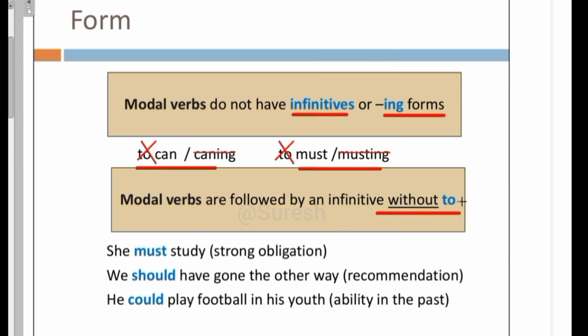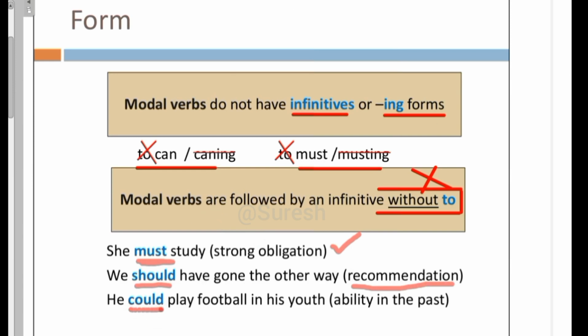See, you should understand this very clearly. Modal verbs are followed by an infinitive without to. So no need of using to along with the v1 form of the verb, because modal verbs are already there. That understanding is already there. For example, she must study. We don't say she must to study. So that is what you have to understand. She must study, strong obligation. We should have gone the other way, recommendation.